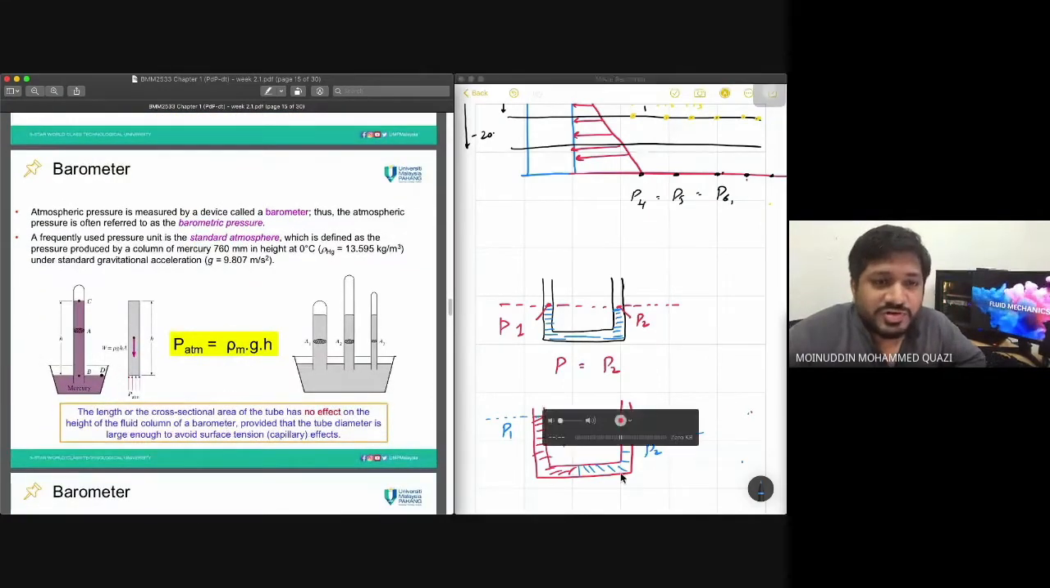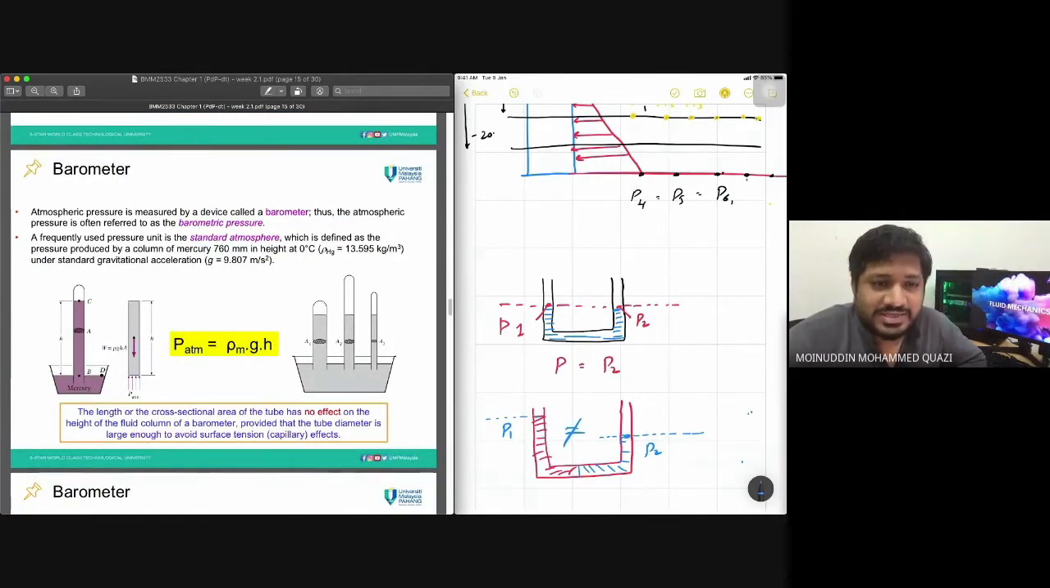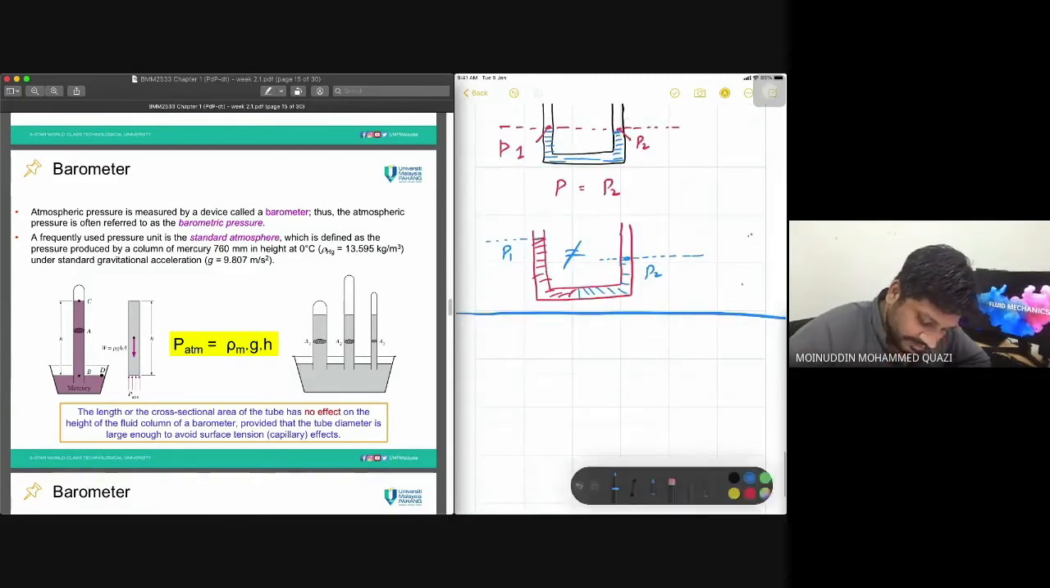Okay, so let's move on to the first pressure measuring device, which is called a barometer. So let us move to pressure measuring devices.